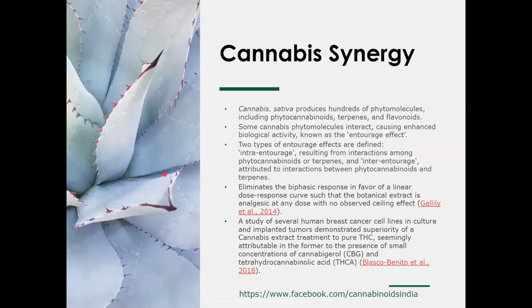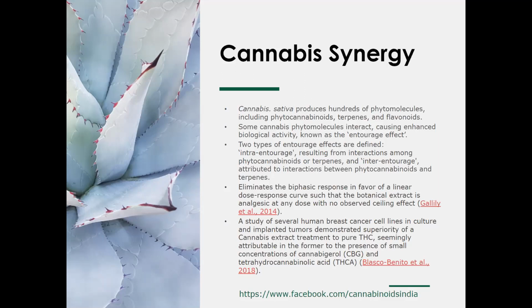It is also known as cannabis synergy. Okay, so the other term is cannabis synergy. We know that Cannabis sativa, indica, or whichever it is, produces hundreds of phytomolecules, including the phytocannabinoids, the terpenes, and the flavonoids. These phytomolecules interact, causing enhanced biological effects, and these enhanced effects are known as entourage effects.